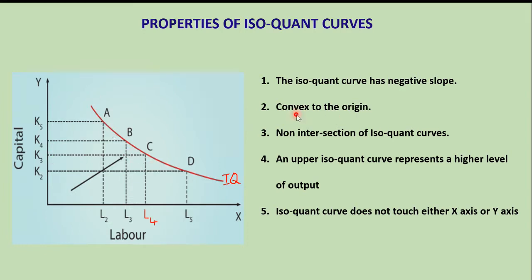Next, isoquants are convex to the origin. This is what is called convex. This is the origin. When you look from the origin, it is convex, bulging out. That is only called convex. This explains the concept of diminishing marginal rate of technical substitution. Why is the isoquant convex to the origin? Because of the MRTS of labor and capital. What is MRTS? Marginal rate of technical substitution.